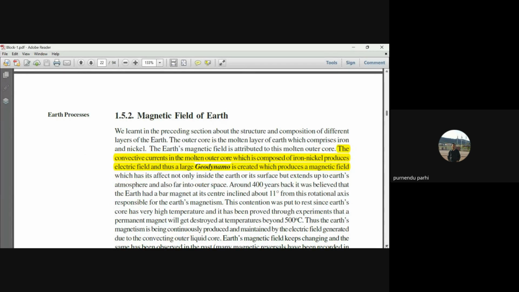Magnetic field of Earth. We learned in the preceding section about the structure and composition of different layers of Earth. The outer core is the molten layer of the Earth, which comprises iron and nickel. The Earth's magnetic field is attributed to the molten outer core. The convective current in the molten outer core, which is composed of iron and nickel, produces an electric field, and thus a large geodynamo is created which produces the magnetic field, which has its effect not only inside the Earth and on its surface but extends up to Earth's atmosphere and also far into outer space.